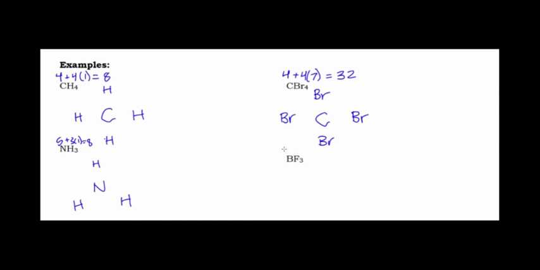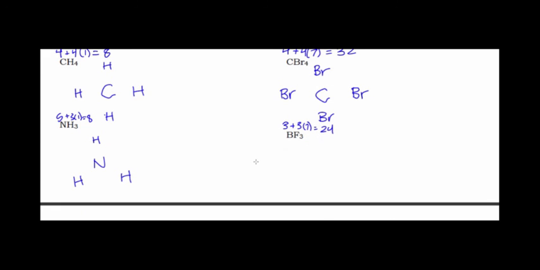Boron has 3 valence electrons, plus fluorine is 3 times 7, so this will be a total of 24, which is also divisible by 8. Put boron in the center and fluorines around the outside.